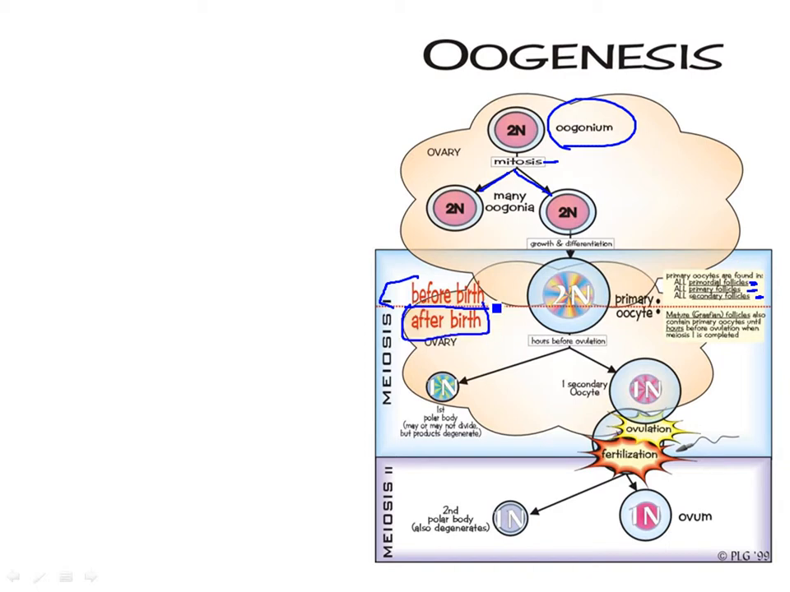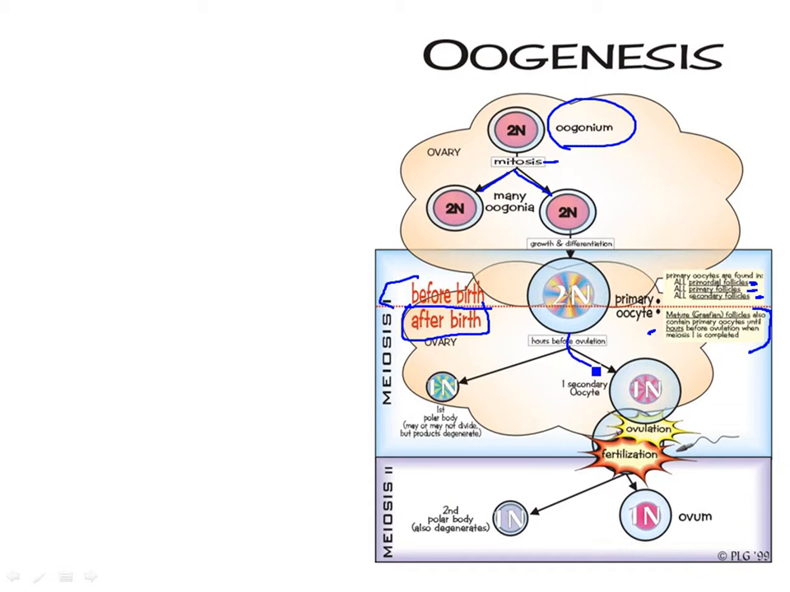After birth, things start to change. Okay, so now we're talking about once this person has reached the age of puberty. So these follicles are going to become mature. Mature, or Graafian, follicles are going to contain a primary oocyte until just before ovulation, when meiosis 1 is going to complete.